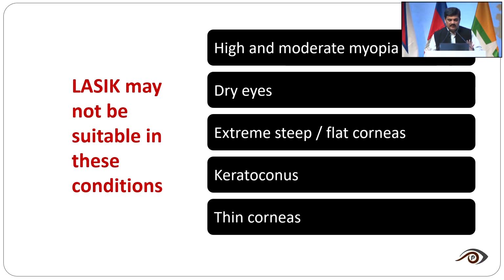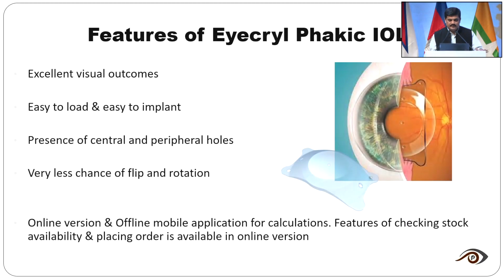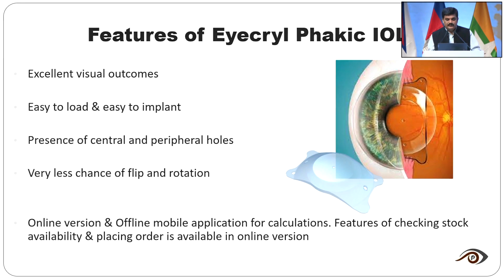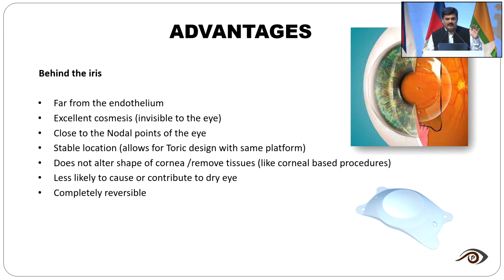So all these factors, patients who are not suitable for LASIK, I'm not going to talk about. I'll be telling a few features of the iClick phakic IOL, which has excellent visual outcome, is easy to load, easy to implant, has both central and peripheral holes, and has very little chance of flip and rotation. So what are the advantages with these lenses? We all know it is far from the endothelium and close to the nodal point of the eye, has a stable location, does not alter the shape of the cornea, and is completely reversible.